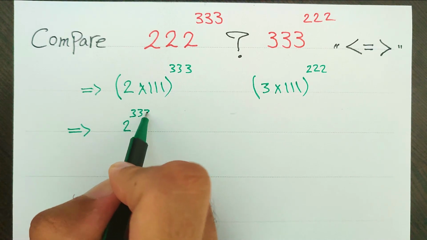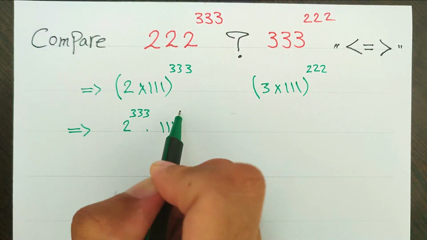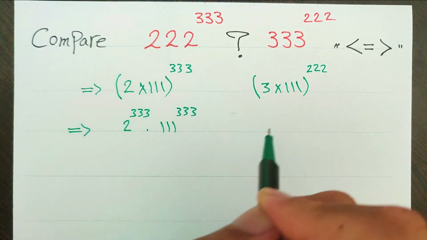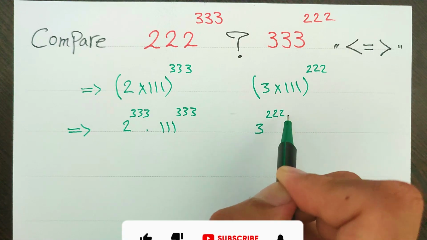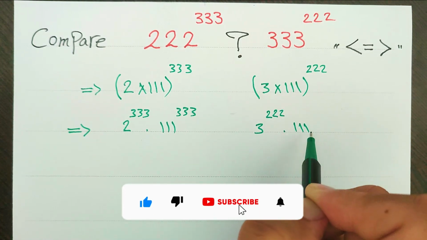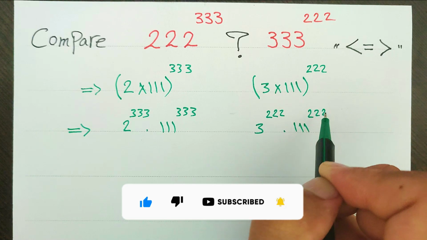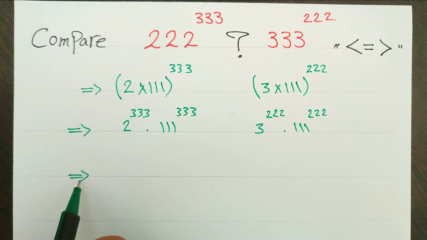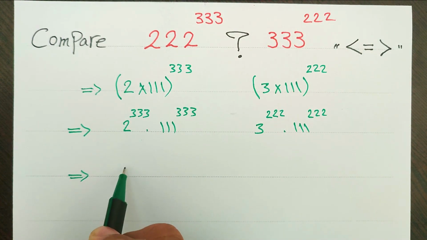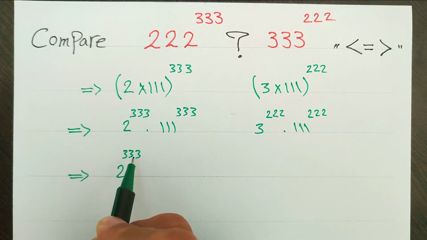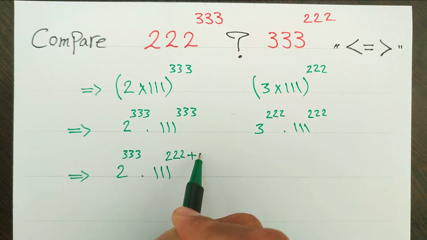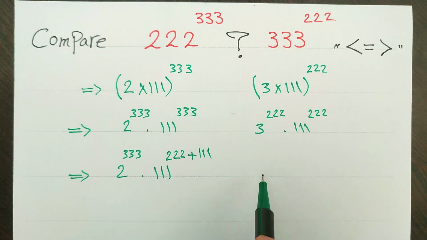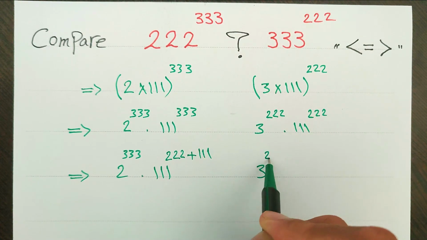For the left-hand side can be written as 2 to the power of 333 times 111 to the power of 333. And for the right-hand side can be written as 3 to the power of 222 times 111 to the power of 222. Now, for the left-hand side, we can further simplify it as 2 to the power of 333 times 111 to the power of 222 plus 111. And similarly, the right-hand side remains the same.